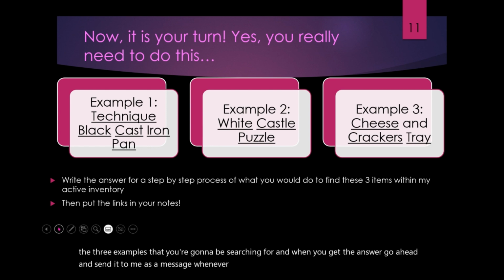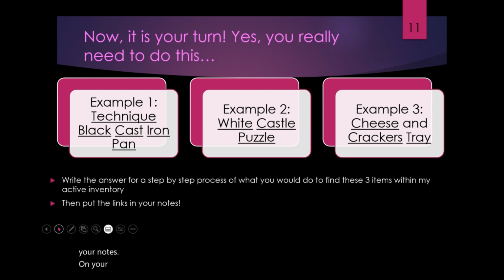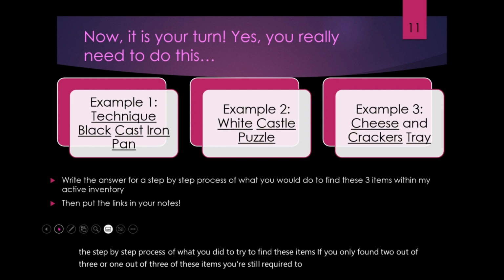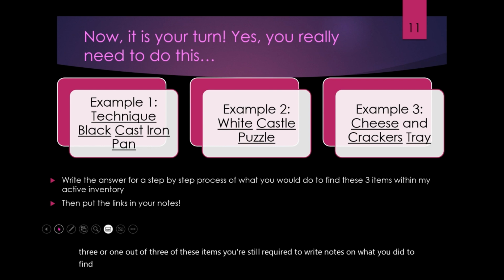Whenever you don't get the answer, go ahead and refer to your notes on your Word document that you're taking right now. Write down slide 11 and write down the step-by-step process of what you did to try to find these items. If you only found 2 out of 3 or 1 out of 3 of these items, you're still required to write notes on what you did to find the other 2 items or the other single item.